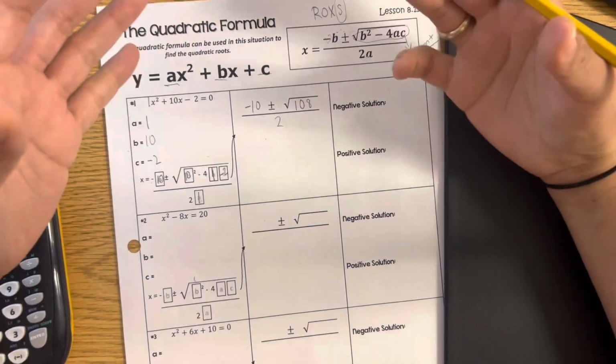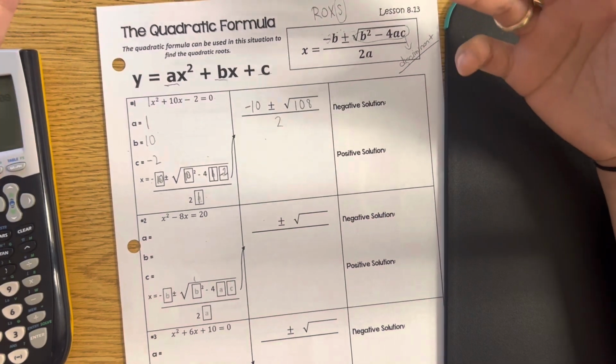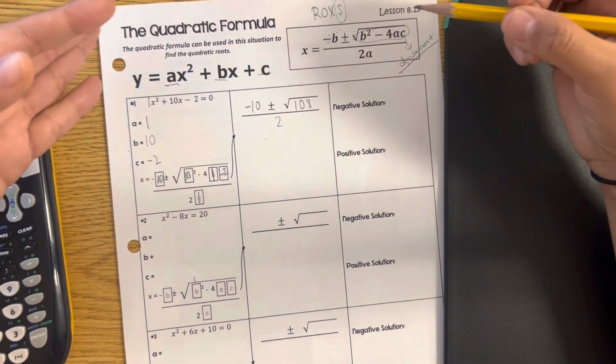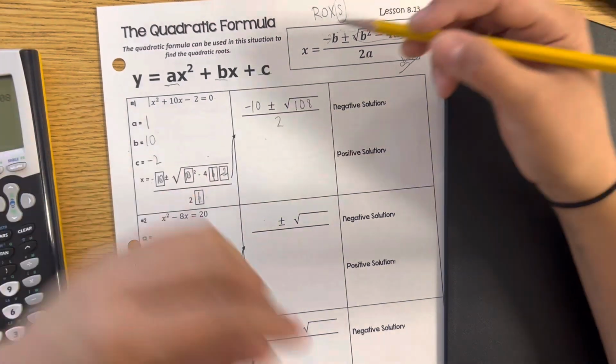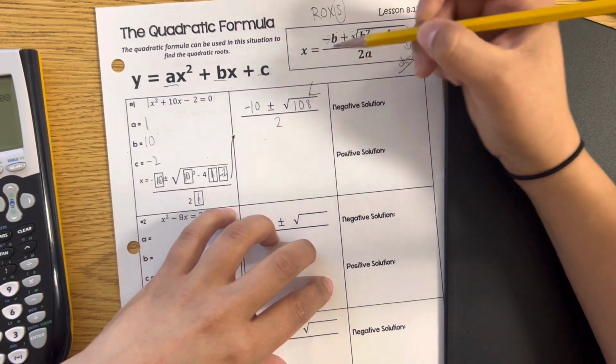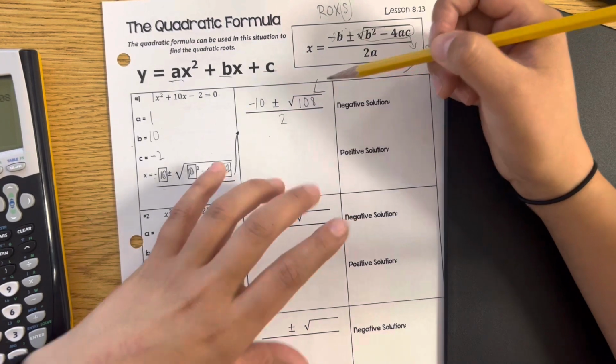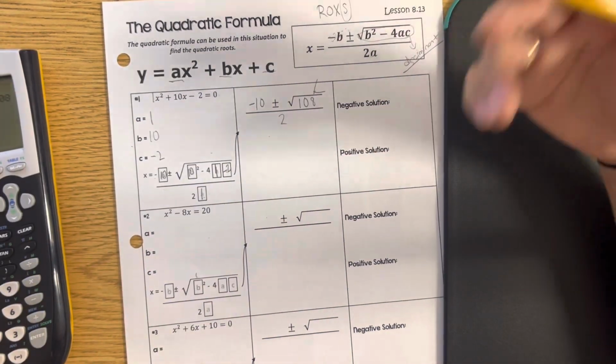Now, we can stop there. Most of the time, that's all they want you to do, is simplify it. But we connect it to what we did yesterday. So we're going to look at the radical right here. So the square root of 108, we don't want the decimal form. We want to simplify it.